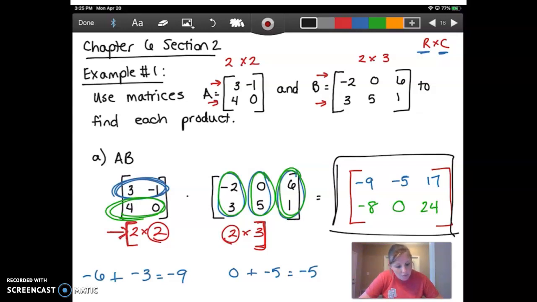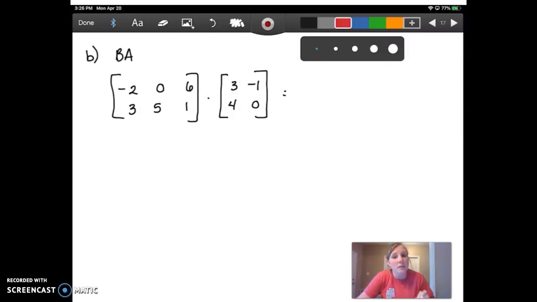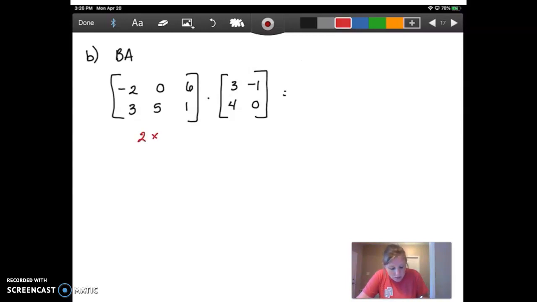All right. Now, let's review this in the opposite direction. If I said B times A. Now, multiplication is commutative in everything except matrices. It's not necessarily true that it's going to give you the same answer both ways. So when I look at this, I have to pay attention once again to the size of each matrix. We've already said that this is 2 rows by 3 columns. This is 2 rows by 2 columns.